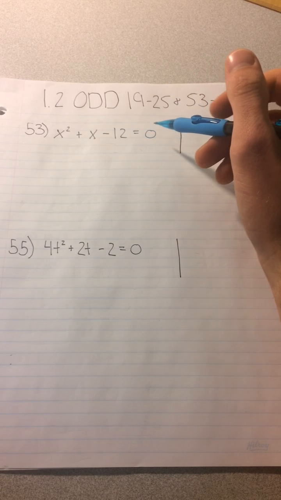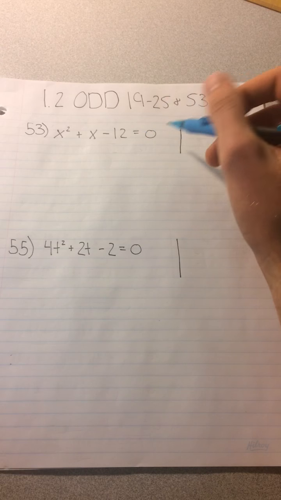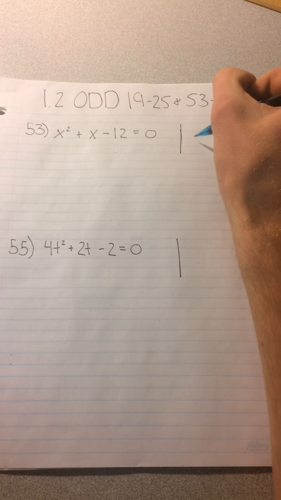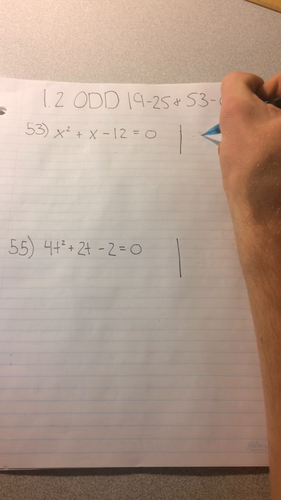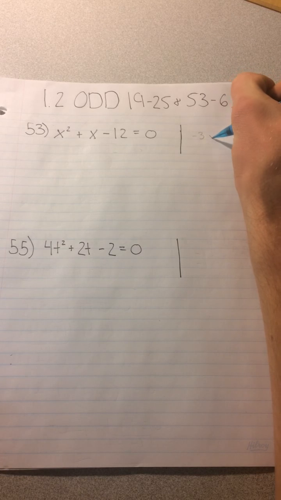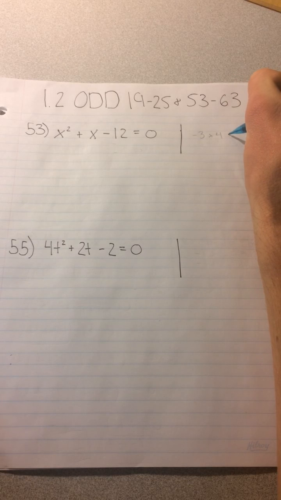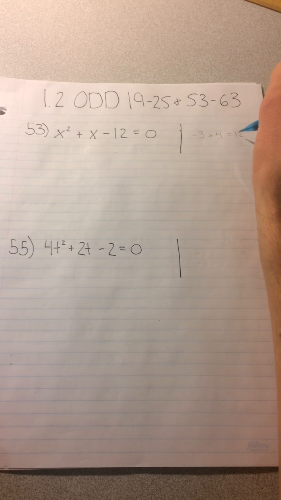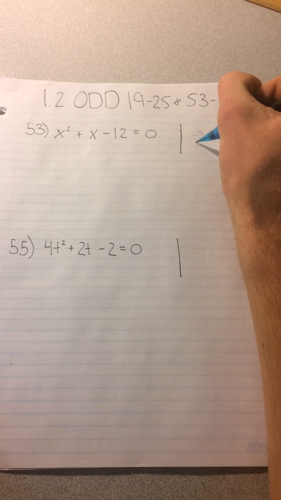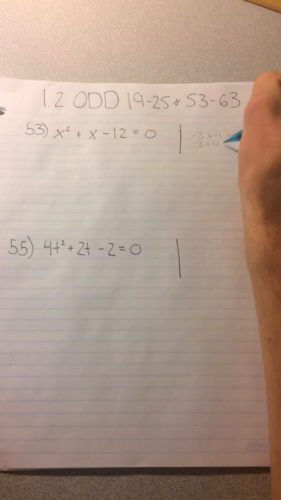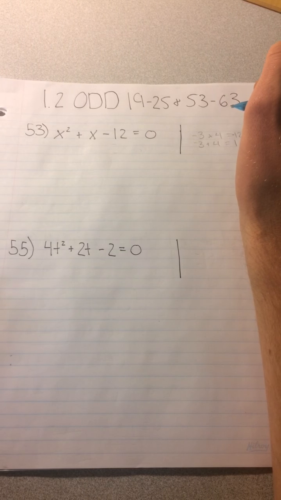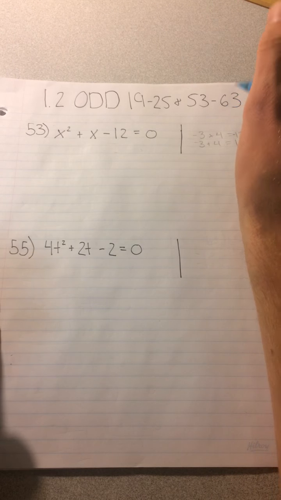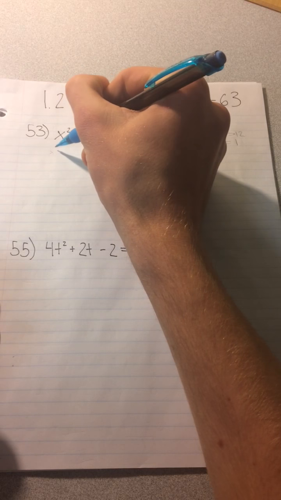We need to find two numbers that multiply to negative 12 and add to 1. So our two numbers are going to be negative 3 and 4, because negative 3 times 4 equals negative 12, and negative 3 plus 4 equals 1. So those are our two numbers, and we'll put that into the equation.